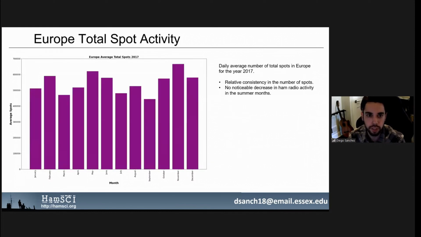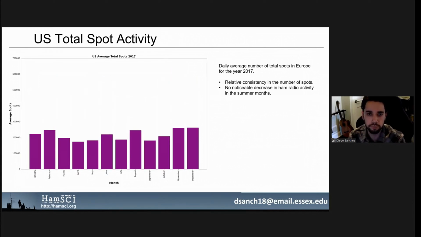And to eliminate ham radio activity changing over the course of the year as a potential source for those results, I went and found the monthly average ham radio spots from RBN and WhisperNet to exclude that as being a factor for those results.